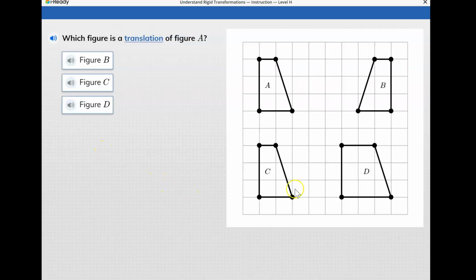So given that, which figure is a translation of figure A? It needs to be the same shape, same size, and facing the same direction. Is it B, is it C, or is it D? So it's clearly figure C. It's in the same direction and it got slid down. Figure A is translated to form figure C.